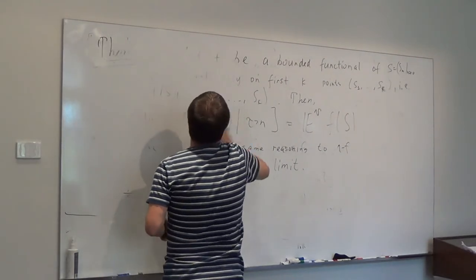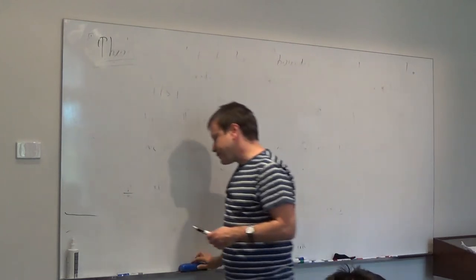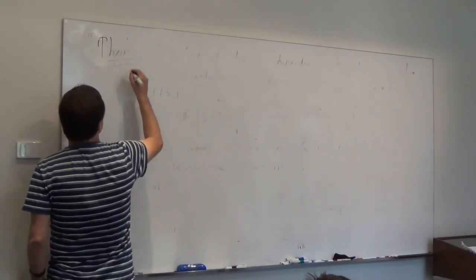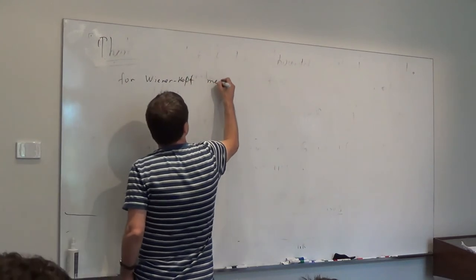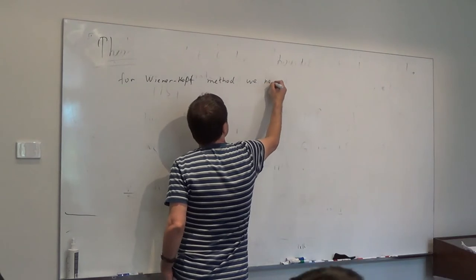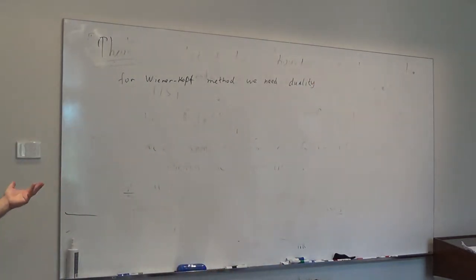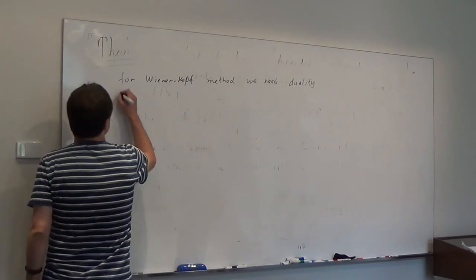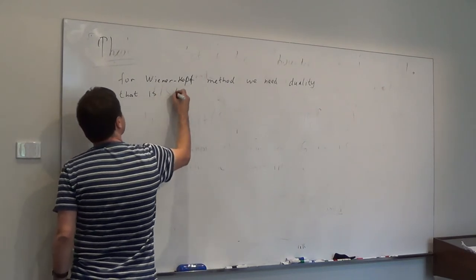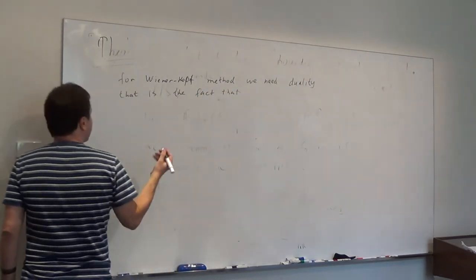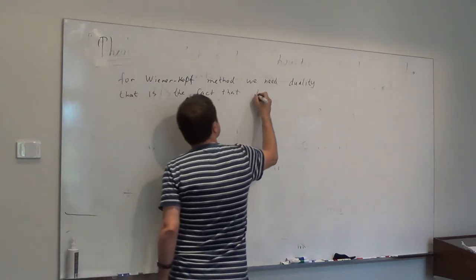So the construction heavily depends on the Wiener-Hopf factorization. For the Wiener-Hopf method, we need duality. Basically it means that if you consider one random walk, we can consider, so let's fix that this construction works.